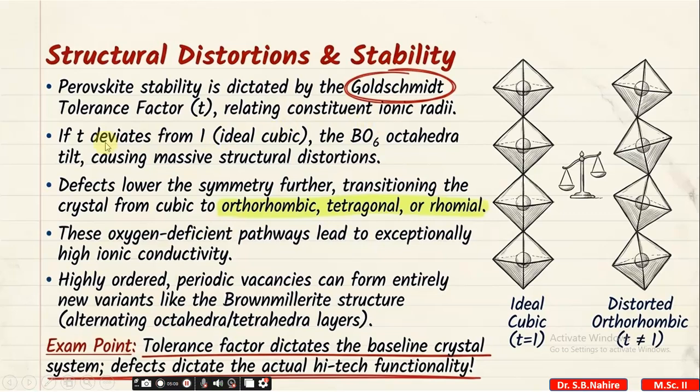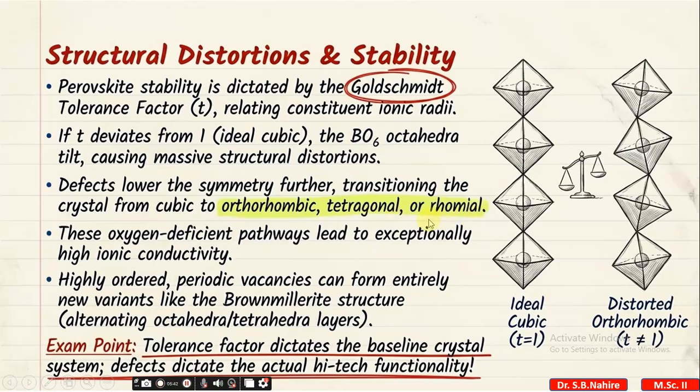Now next point, if the value of t is equal to 1, the structure is ideal cubic. But if t deviates from 1, the BO6 octahedra start tilting. And this tilting causes large structural distortions in the crystal. Now understand the next line carefully. Defects further reduce the symmetry of the crystal. Because of this, the structure can change from cubic to other forms like orthorhombic, tetragonal, or rhombohedral.